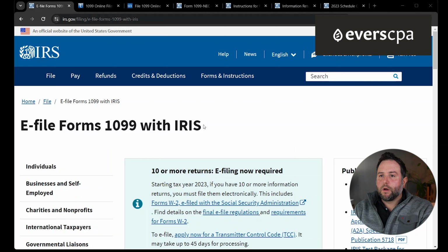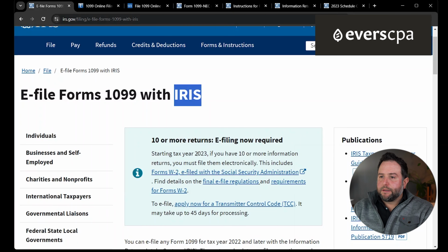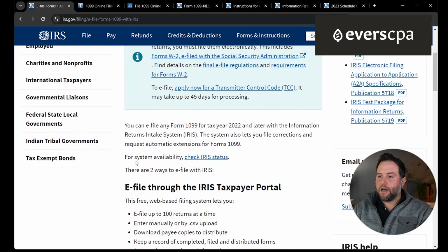There are several options online when it comes to electronically filing these forms. Now we're at one of the options to file the forms. This is the IRS's proprietary option, which you can Google, or you can observe the URL here in my browser. And here's a note, what I just mentioned: starting in tax year 2023, if you have 10 or more of these forms, you must file them electronically.